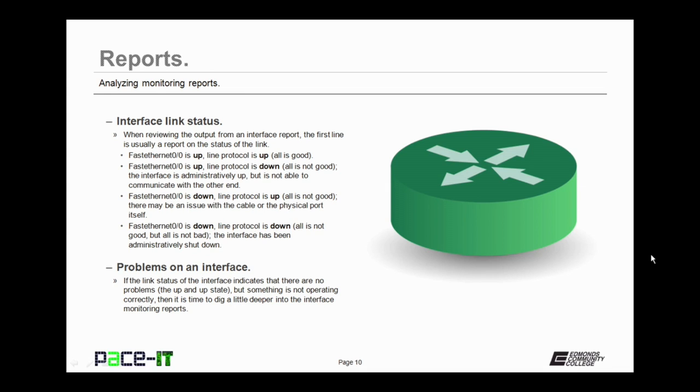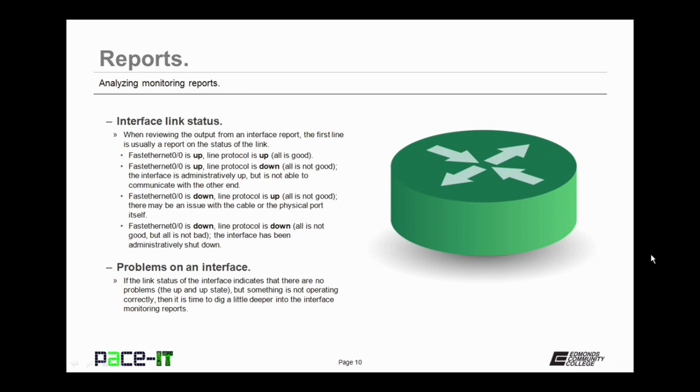And your final status option is FastEthernet is down, line protocol is down. If you see that, all is not good, but also all is not bad, at least not yet. The issue here is that the interface has been administratively shut down. If you want that interface up, you need to issue the command to bring that interface up and then check the status report again.